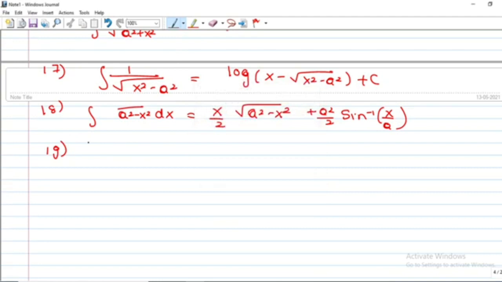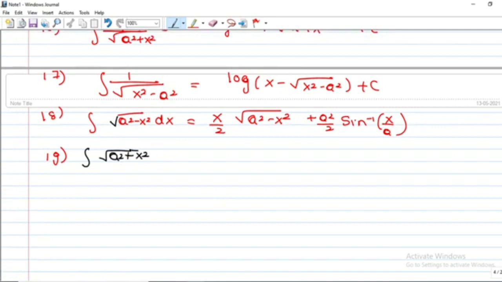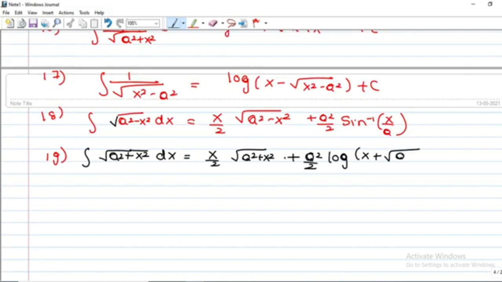So the next formula which you will see, I'm changing the pen, is the integral of under root a square plus x square dx. It is nothing but x by 2 under root a square plus x square plus a square by 2 into log x plus under root a square plus x square. So here why sine inverse x appeared, because you can see it is a formula of under root a square minus x square, so sine inverse x will appear. So you can make a hint from this formula structure.